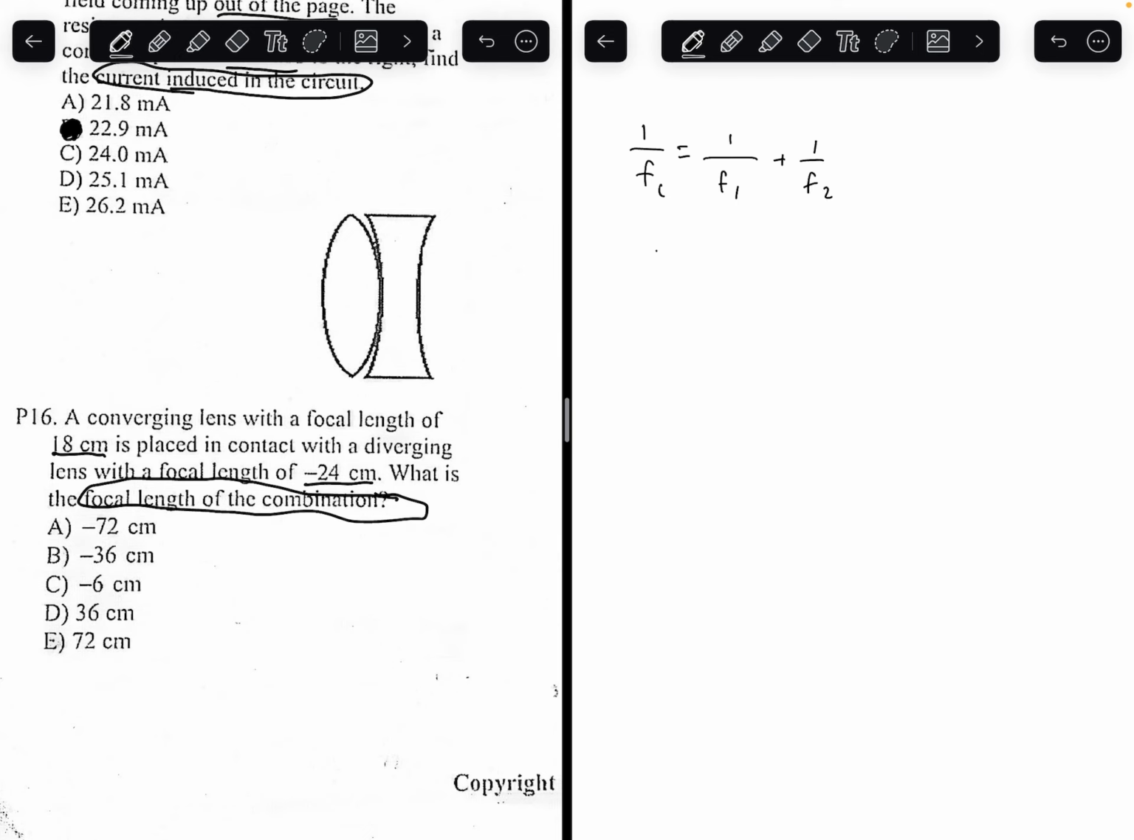So in this case, 1 over FC would equal the first focal length, let's just say, is 18 centimeters. Normally, I say the standard unit for length is meters, but in this case, it actually wouldn't matter whether it's meters or centimeters because everything would cancel out. So you're going to be left with centimeters at the end. So it doesn't matter if you convert to meters or keep it at centimeters. The first focal length is 18 centimeters. The second is negative 24 centimeters. So plugging everything in, you're going to get 1 over FC equals 1 over 18 minus 1 over 24.